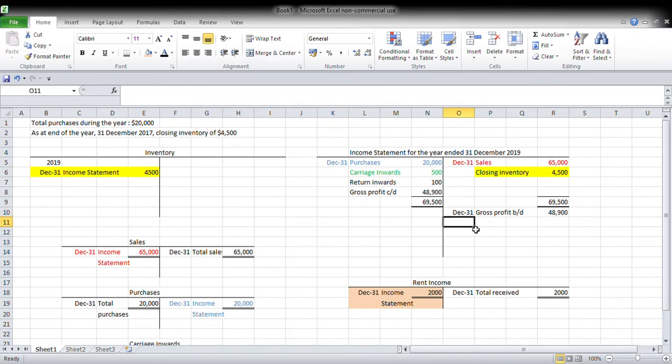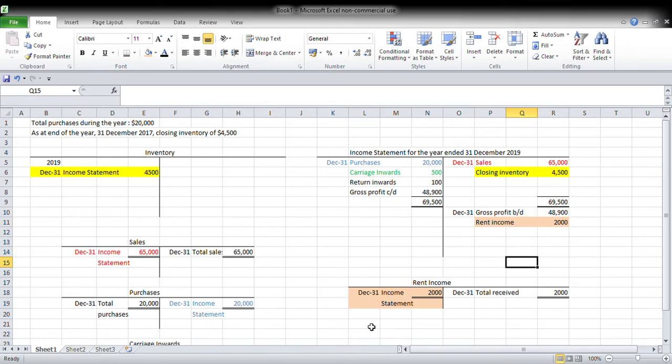So on this side, it would be a credit entry. Rent income, that's my double entry, 2,000. Okay, this is my double entry for the rent income, to transfer the rent income into your income statement. It makes sense, right? Now you have profit, add income. So obviously your expenses are on this side.